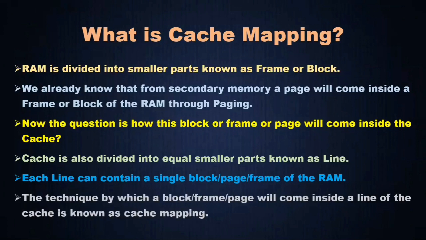Okay, so what is cache mapping? The technique by which a block or frame or page will come inside a line of the cache is known as cache mapping. So which block of the RAM comes inside which line of the cache? That mapping, that technique, is known as cache mapping.